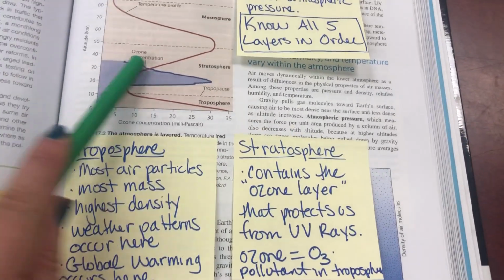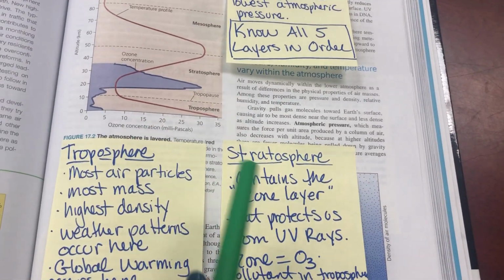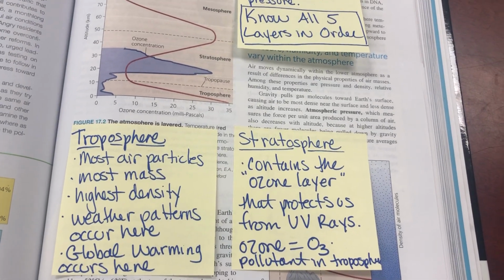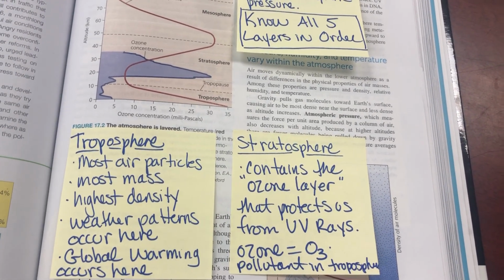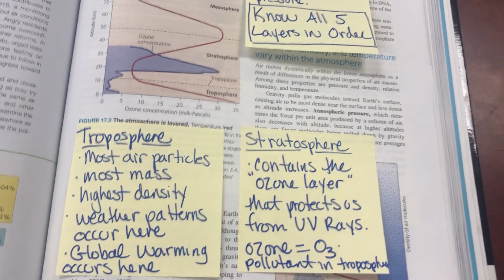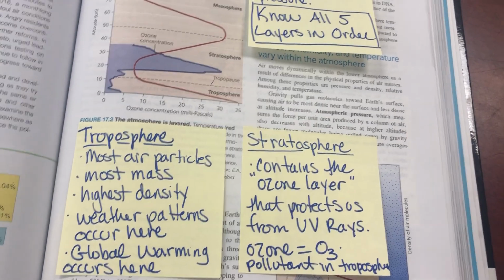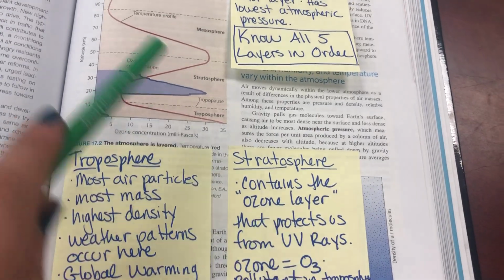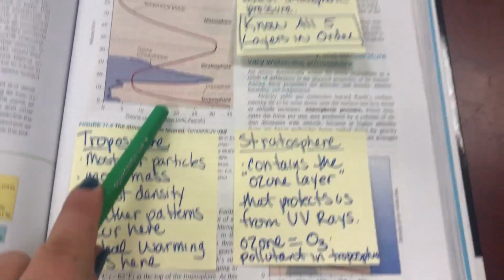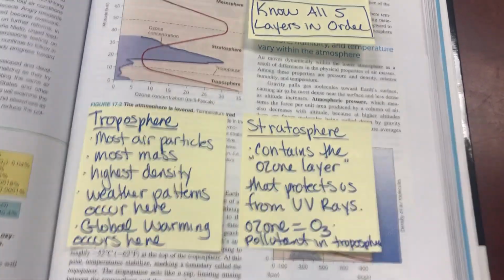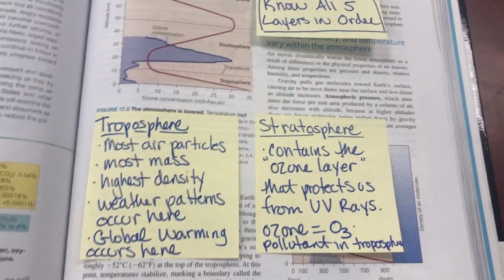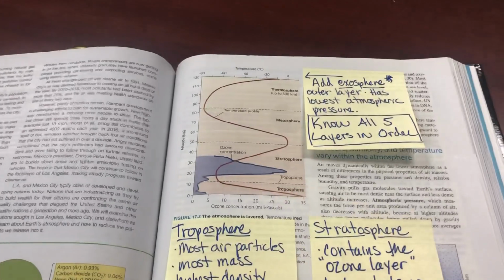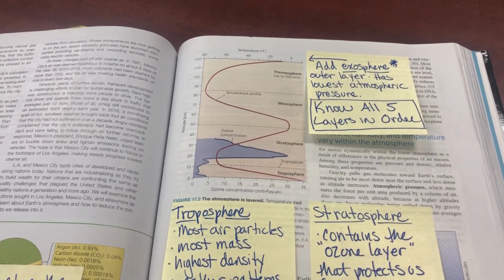It contains the ozone layer. All right? And why the ozone layer is so important is that it protects us from UV radiation. If we didn't have the ozone layer, we'd all burn basically to a crisp. Ozone is O3. All right, it's good in the stratosphere. It is bad in the troposphere. It's actually considered a pollutant if you find ozone in the troposphere. So make sure that you know the difference between those and know all the 5 layers in order.